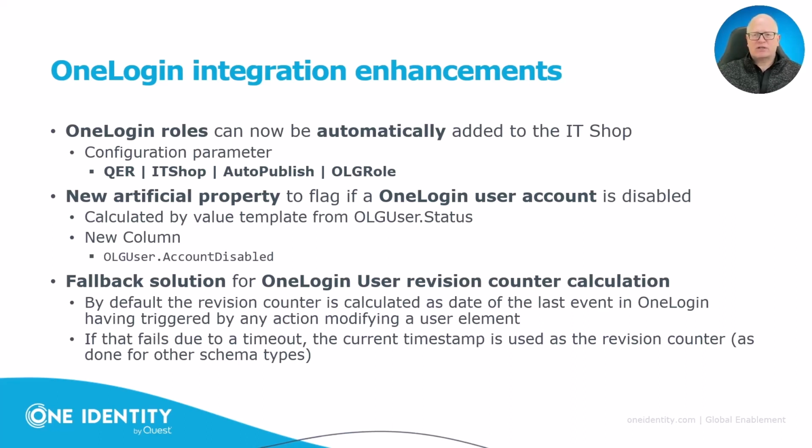In OneLogin, per default, the revision counter used for the calculation is, in the end, the date of the last event in OneLogin. And sometimes it is not really easy to get that information, or it takes too long, and because of that a fallback was implemented. In this case, if getting the information takes too long, which means we are running into a timeout, then the current timestamp is used instead, and typically the property or the object gets handled.